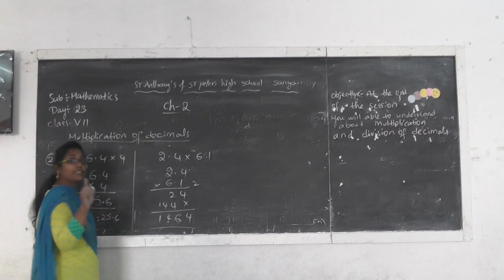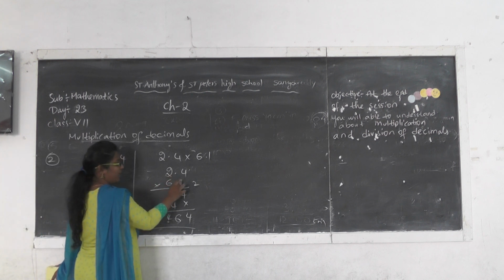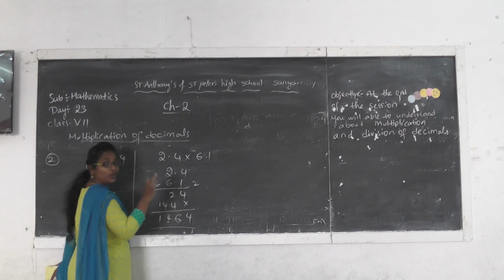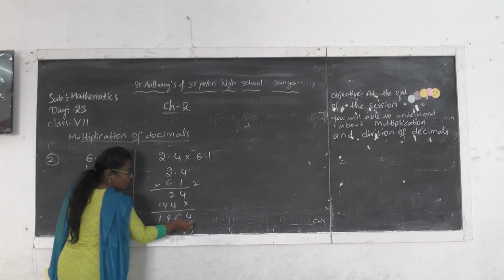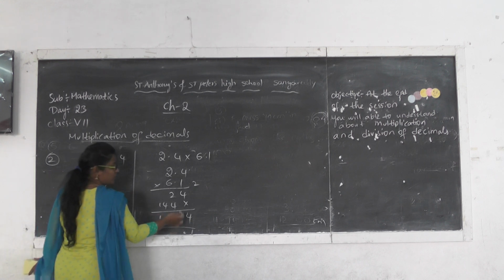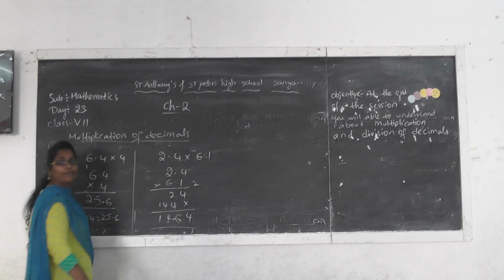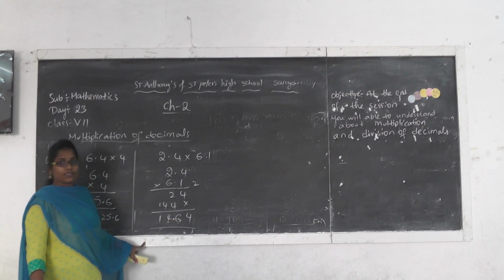So now observe the decimal parts. Here, after the point, how many numbers are there? 1. Here also, after the point, how many numbers are there? 1. Total 1 plus 1, 2. So from the left side we have to count 1, 2 steps and then we have to keep the point. 14.64 is the answer. Are you clear?